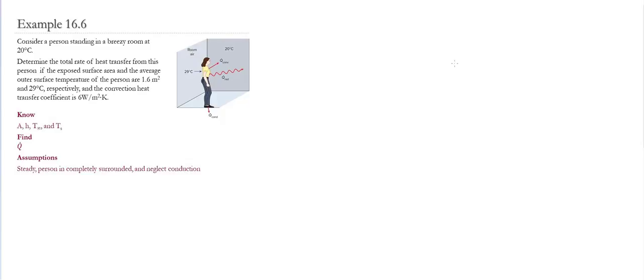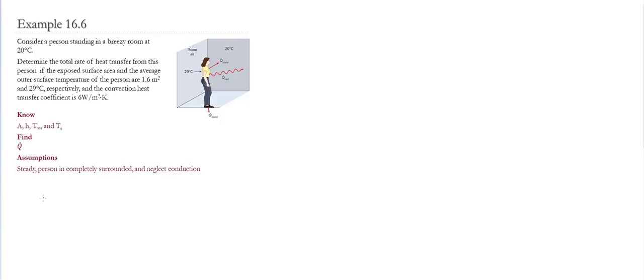We're going to take this example to be steady, and we're going to assume that the person is completely surrounded by the walls and the ceiling and the roof, and we're going to neglect conduction. Notice that this example is similar to the one done previously, example 15.5. However, in this case, we're going to have both convection and radiation taking place. The only mode of heat transfer that we are neglecting is going to be conduction.